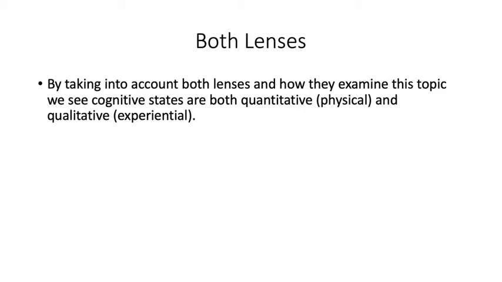Make those clear. And then you want to put the two of them together. How is it both of these lenses fit together to look at this? And what can you gain by using these two lenses to look at the same topic? And in my case, what I realized is that when we talk about artificial intelligence and cognitive states that go into it, there's both a quantitative aspect, that physical aspect of the chemistry, the biology, the computer part of it.